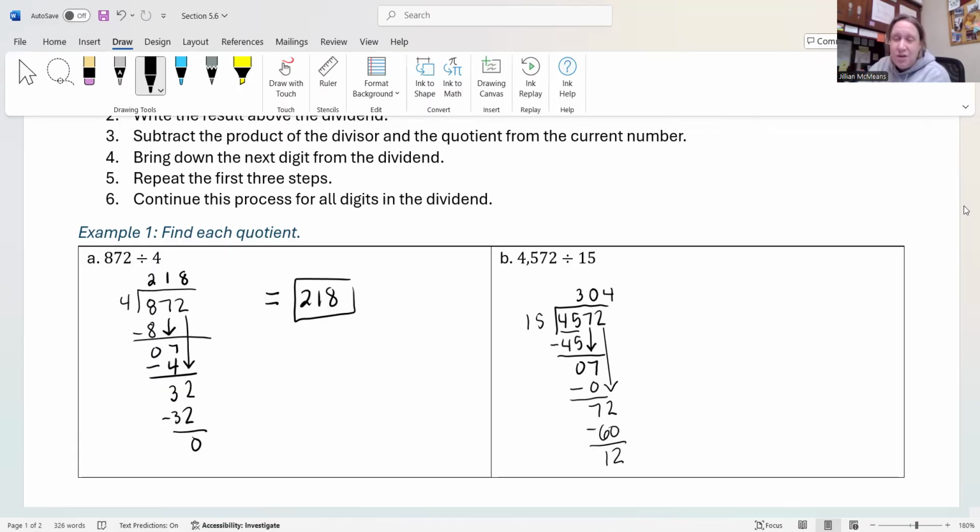Now, we can do things with decimals, but at this point, we're just going to stop here. We've dropped everything down and we have a remainder. So we would say that 15 goes into 4,572 304 times total, but there's a leftover 12. That R12 just means we have a remainder of 12.